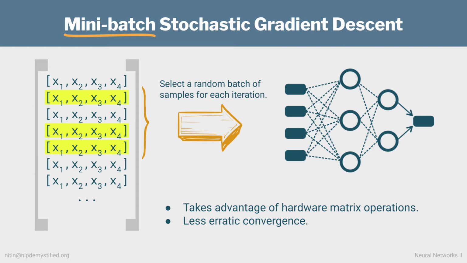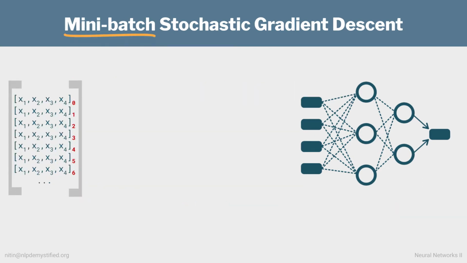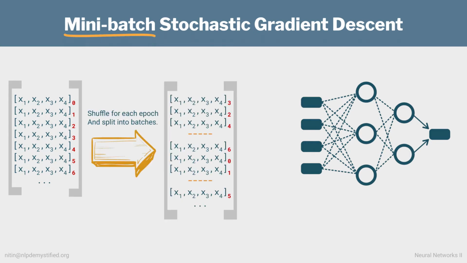Now, in practice, the dataset isn't sampled each time for the forward pass. Rather, it's shuffled at the beginning, then divided into batches up front. The first batch is then sent through the network, the weights are updated, then the next batch goes through, and so on until the entire dataset is processed.